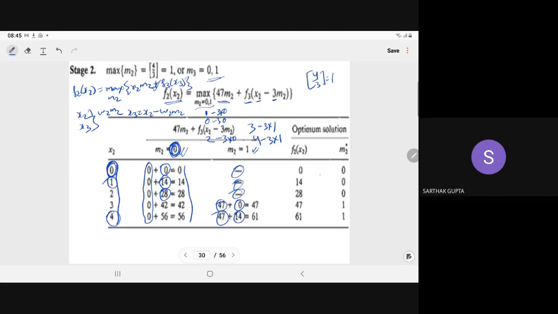So what is the maximum value when x2 is equal to 0? It is 0. What is the maximum value when x2 is equal to 1? It is 14, right? What is the maximum value of F2 when x2 is equal to 2? It is 28. And all these you are getting when you are not allocating any item of type 2. Now, maximum revenue between the 42 and 47 will be the 47 that you are getting from the M2 is equal to 1. And between the 56 and 61, it is the 61 when M2 is equal to 1. So in this way, we have this.